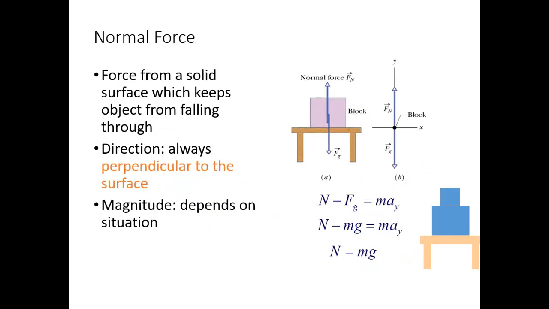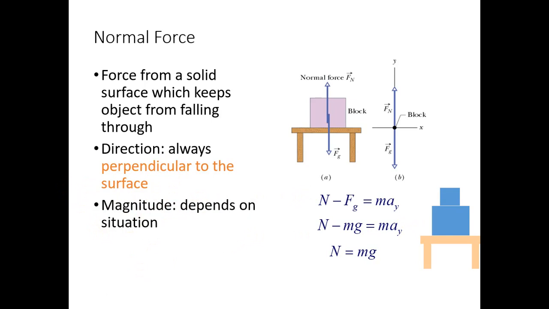Okay, now see here the normal force. It is the force from a solid surface which keeps the object from falling through. See here the normal force, there is the block, and the gravitational force acts in this direction. The direction is always perpendicular to the surface. What is that? The normal force is always perpendicular to the surface, and its magnitude depends on the situation.